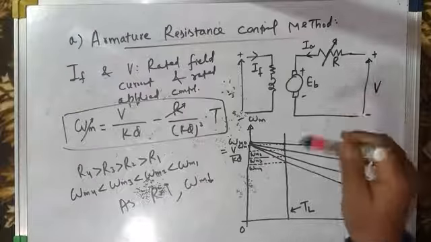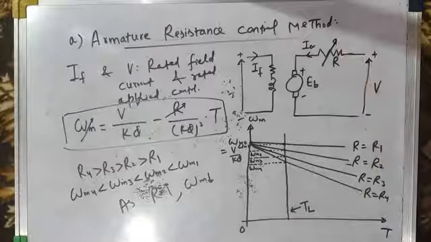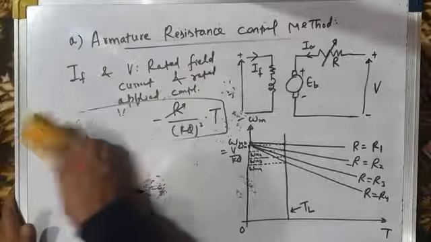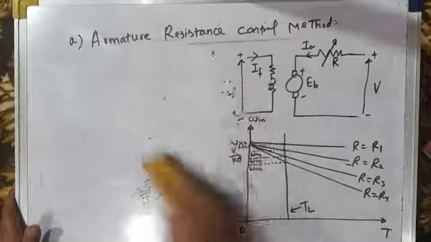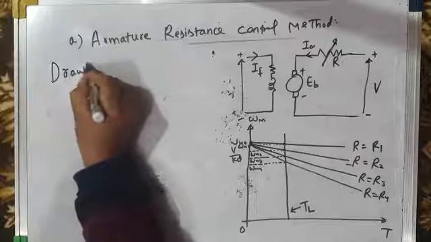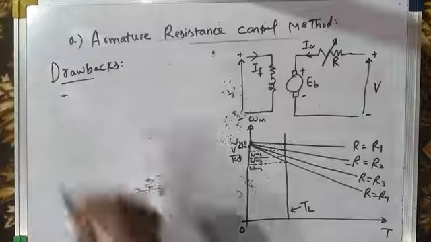Increase the resistance, you will get low speed. Decreasing the resistance, the speed will increase. So this is how speed control can be achieved very easily by this method. However, this method is not a preferred method because it suffers from some serious drawbacks. What are the drawbacks of this method of speed control? Let us identify some of the very serious drawbacks of this method of speed control.